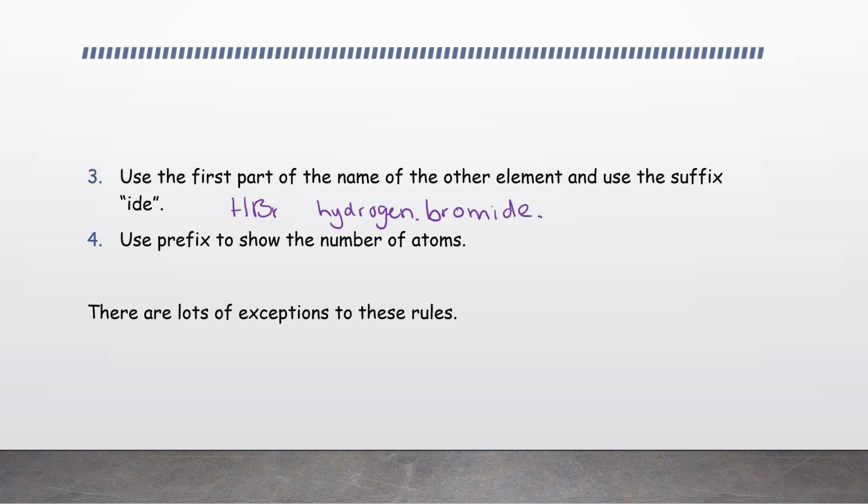The fourth step is use prefixes to show the numbers of atoms, because with molecules you can get a variety of them, all with the same elements in them. So for example, if I had NO, this would be nitrogen, and because there's only one, monoxide. If I had NO2, this would be nitrogen dioxide.